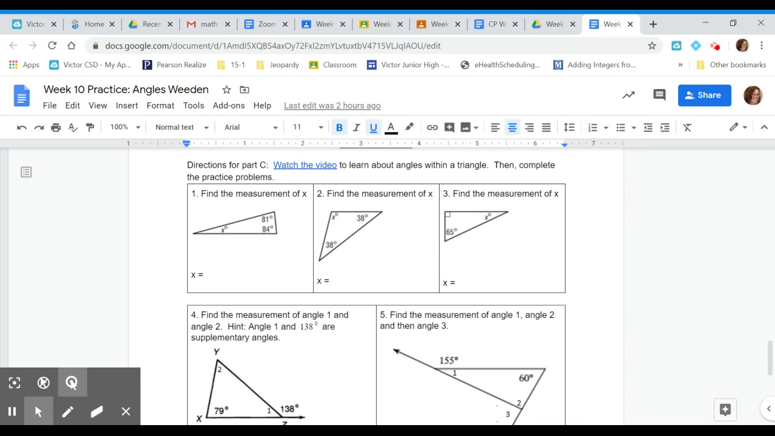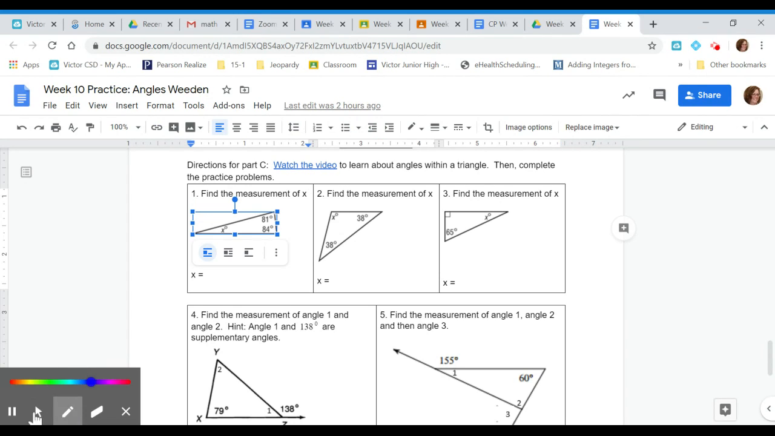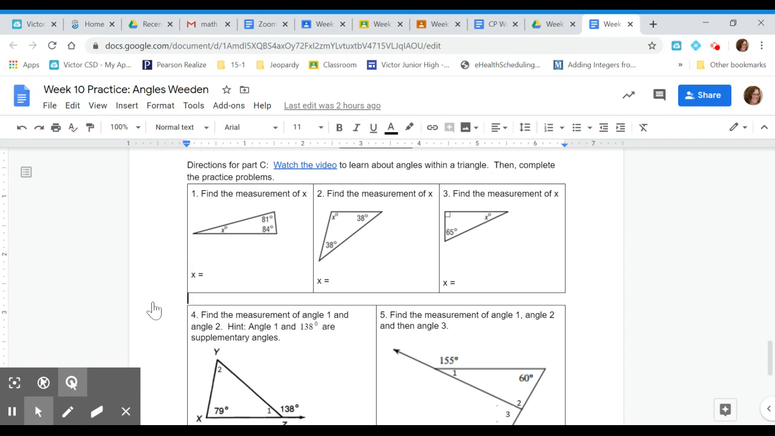So for number one, you just have to figure out what is x in order to make the three angles add up to 180. So we already have 84 and 81 degrees here. So we're going to add these two together, figure out what that is. And then what does x have to be so that they total 180 degrees?